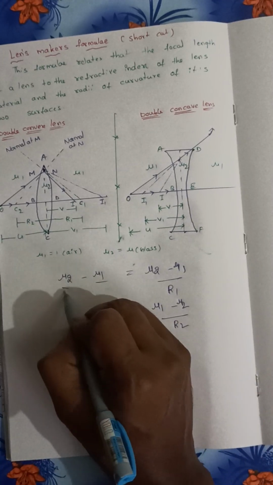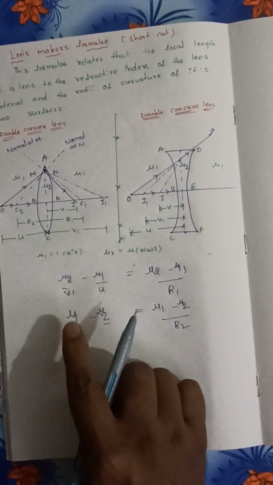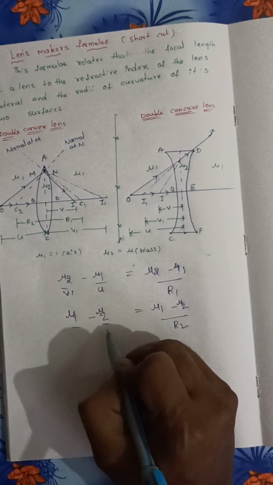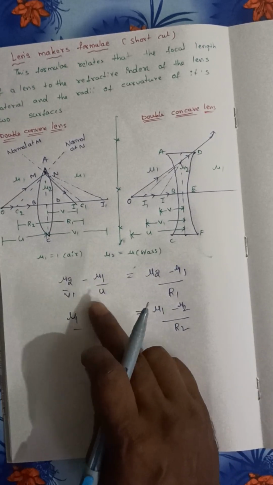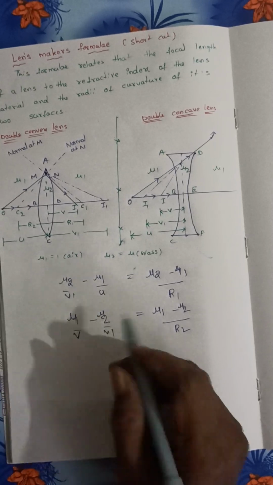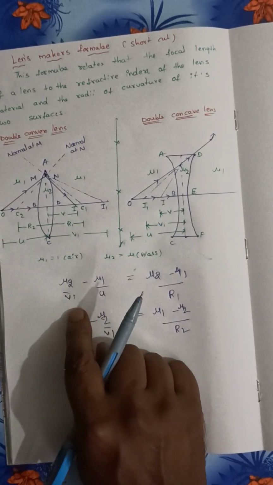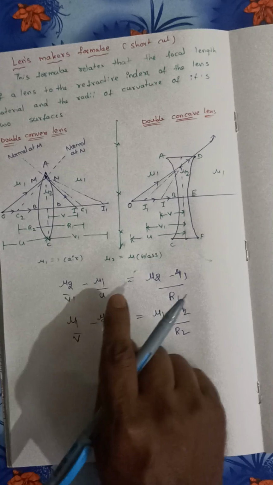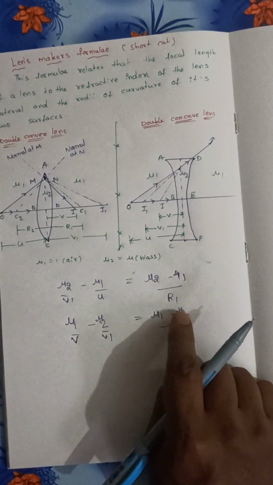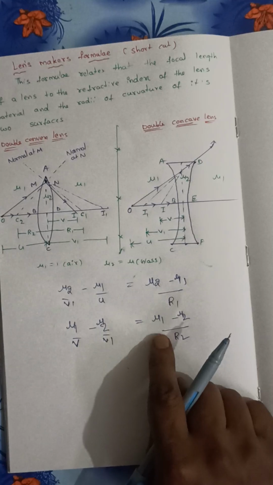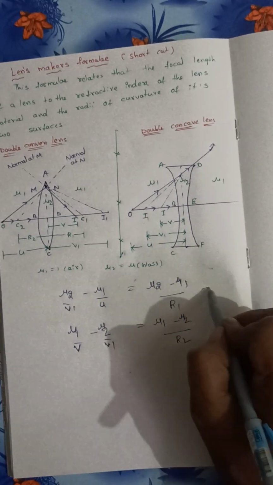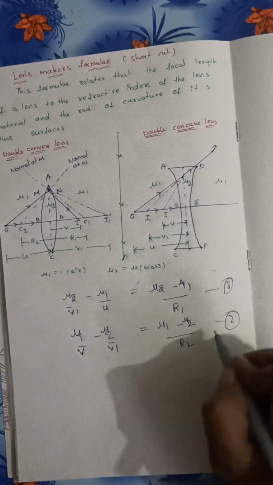Here, v1 and u; in the second equation it is exactly the opposite, v1 and v. So mu2 by v1 minus mu1 by u is equal to mu2 minus mu1 by r1, and mu1 by v minus mu2 by v1 is equal to mu1 minus mu2 by r2. This is equation number 1 and this is equation number 2.